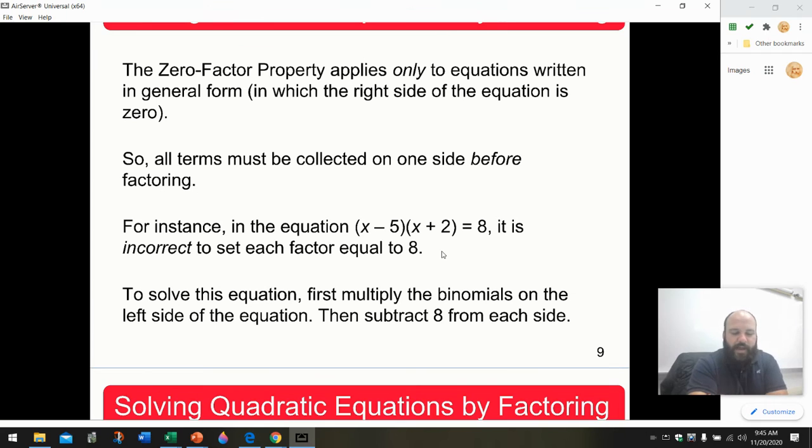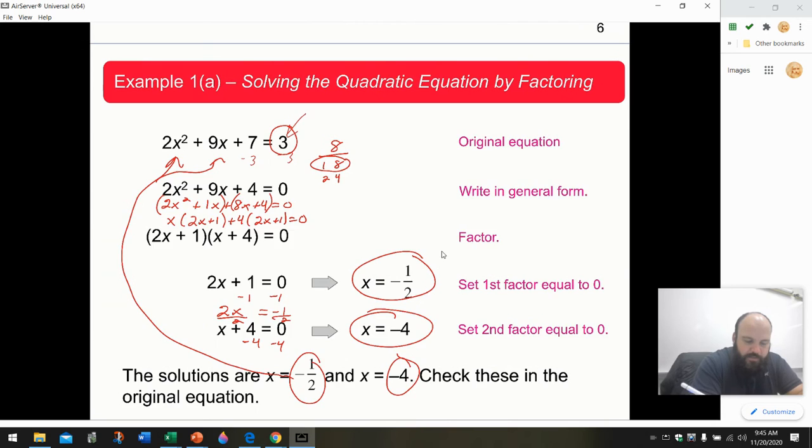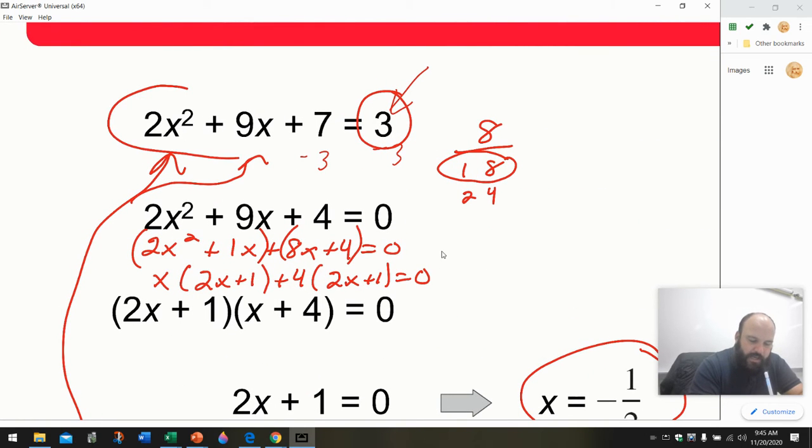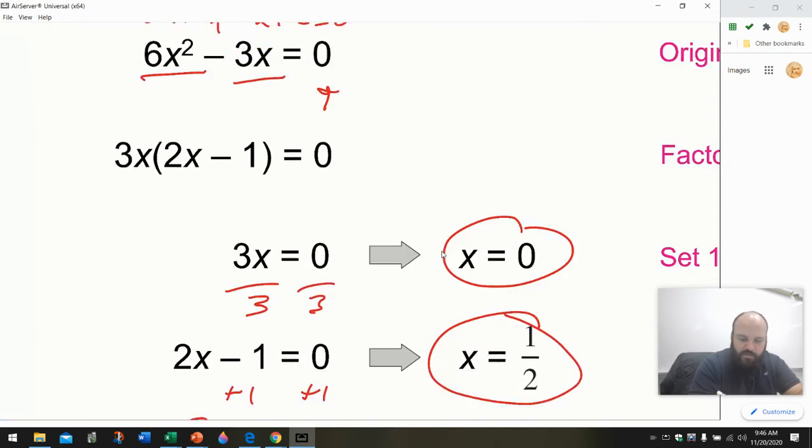Now it says the zero factor property applies only to equations written in general form in which the right side of the equation is 0. And so what they're referring to is back here in this original one, we couldn't just take this and factor it, right? So we had to move the 3 to the other side and get the equation equal to 0 before we could proceed to factor and then ultimately solve.